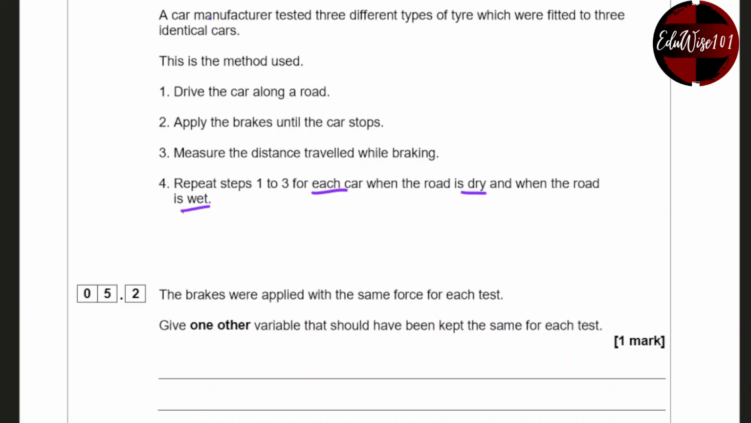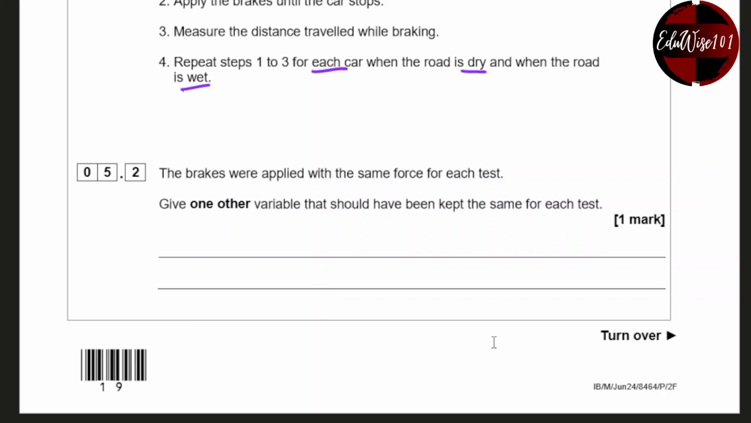So, a car manufacturer tested 3 different types of tires. Let's call them tires A, B, and C, which were fitted to 3 identical cars. They're going to drive along the road, apply the brakes until the car stops, measure the distance traveled while braking, and repeat it on a wet and a dry road. The brakes were applied with the same force for each test. Give one other variable that should have been kept the same for each test.